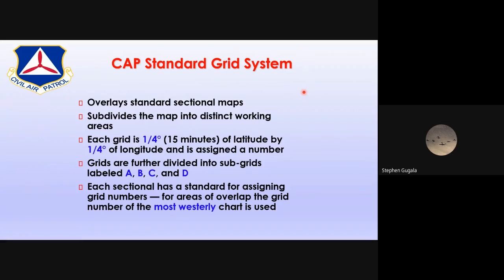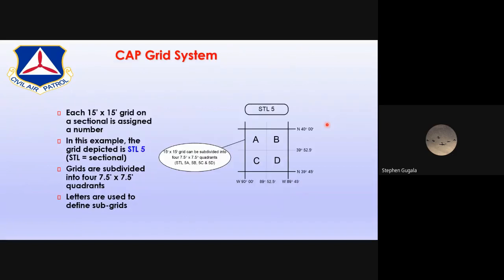You just don't want to use them for navigation because they don't keep up with the changes. But an old sectional with a grid system is going to be beneficial. They are divided into 15-minute blocks of latitude and longitude, and then you can divide them into subgrids. So we're going to blaze through this a little bit here. Each grid is 15 by 15. This is all spelled out quite clearly in your reference text, so please take a look at it.